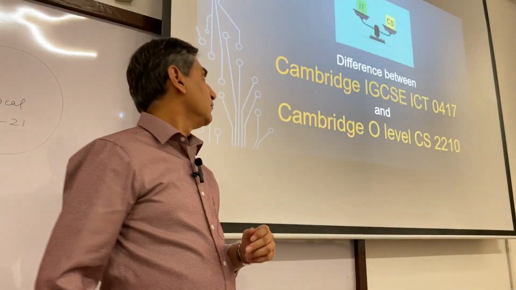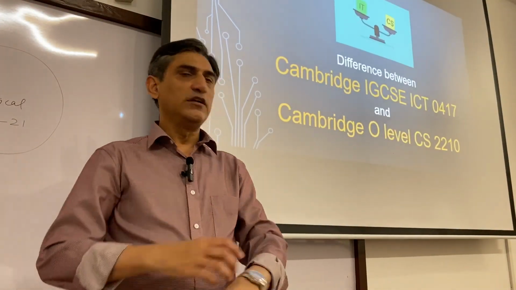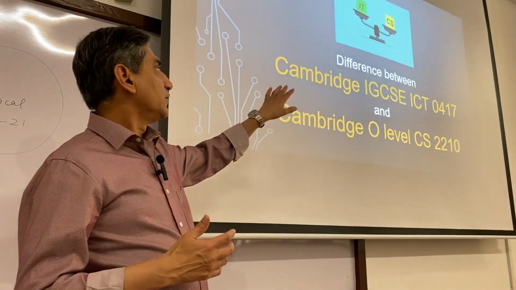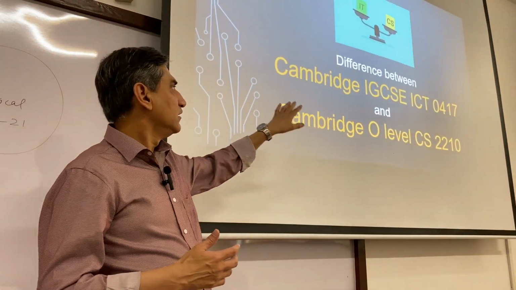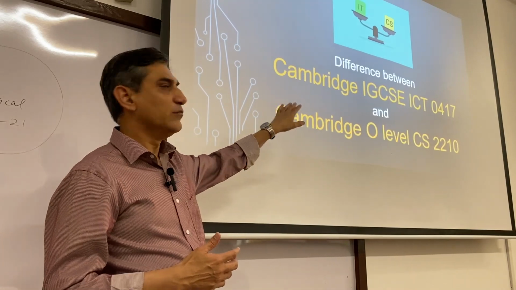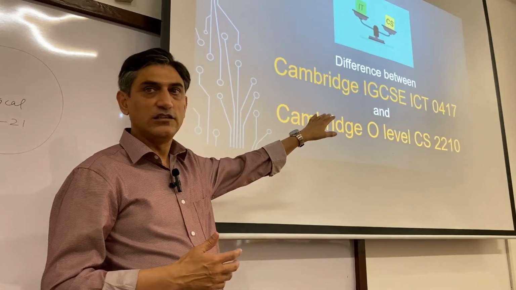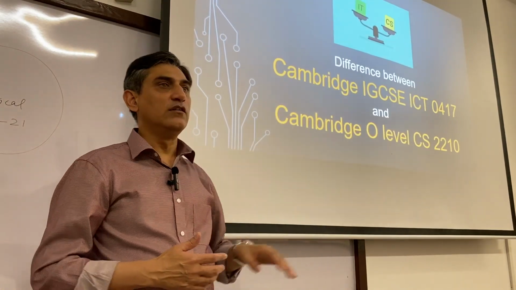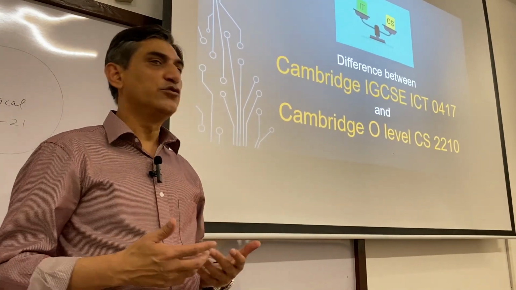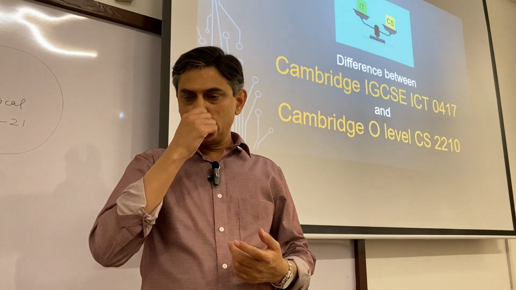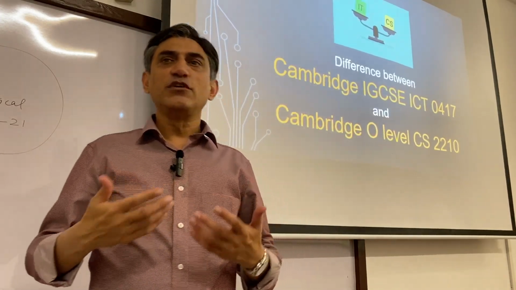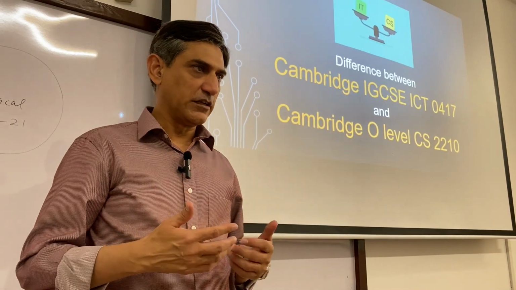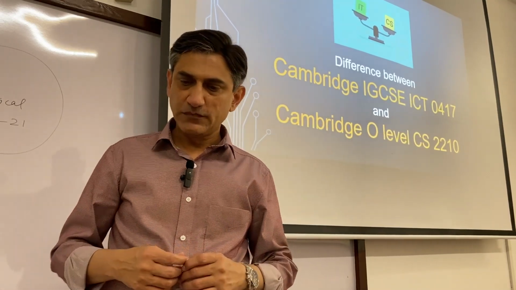So we were discussing the difference between ICT and computer science in O levels. As far as the subject name is concerned, when it comes to ICT, it is Cambridge IGCSE ICT 0417 and Cambridge O level CS or computer science 2210. As you know, there is a subject code for every subject in O levels and A levels. So these are the respective codes for both the subjects.